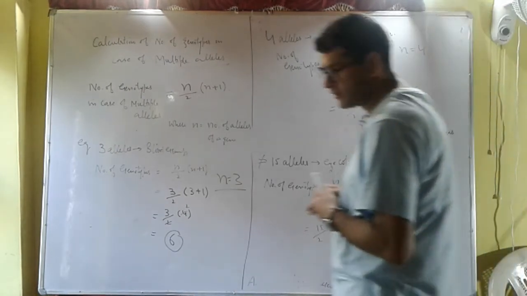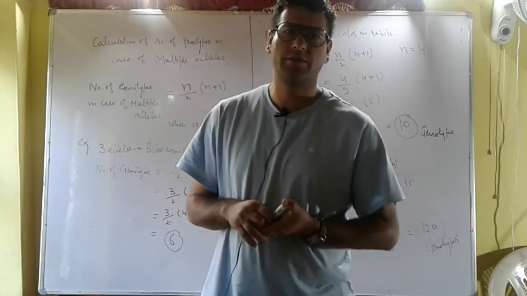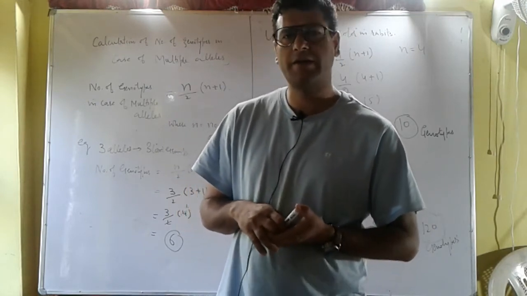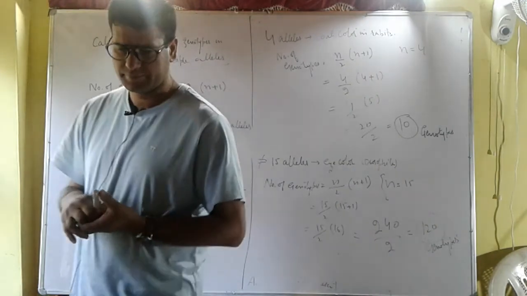So this was how we can calculate the number of genotypes in case of multiple alleles. We have the formula n by 2 into n plus 1, where n is the number of alleles.